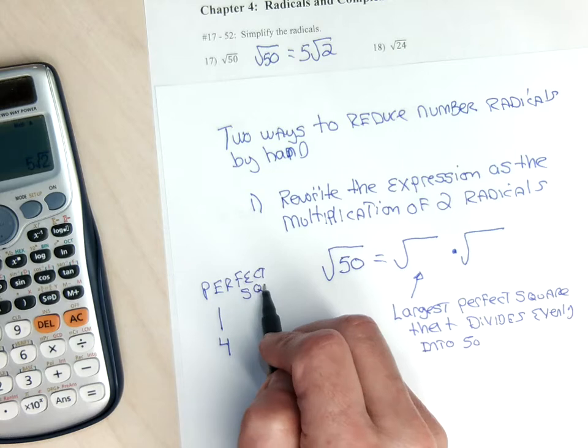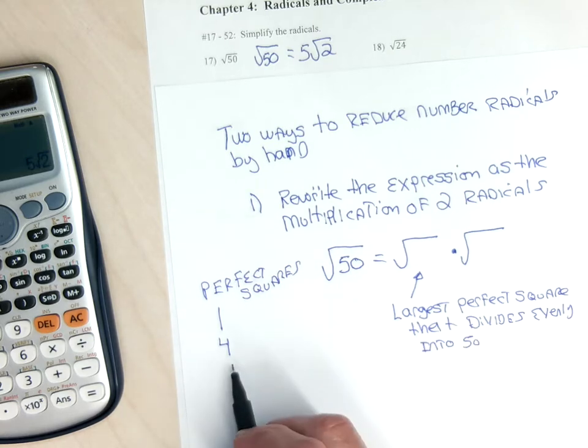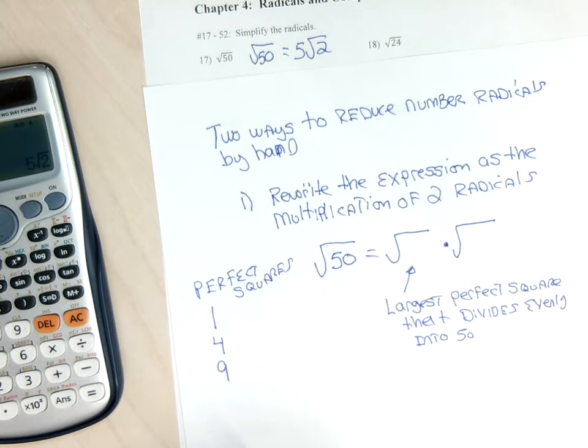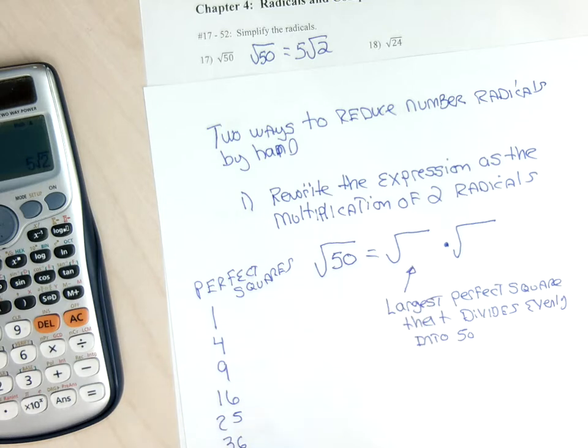And I'm looking for the largest perfect square that, if you divide 50 by it, you get an integer. 3 squared is 9, 4 squared is 16, 5 squared is 25, 6 squared is 36, 7 squared is 49. If I could scan this list and find a number that goes evenly into 50, I can put that number in my first radical.